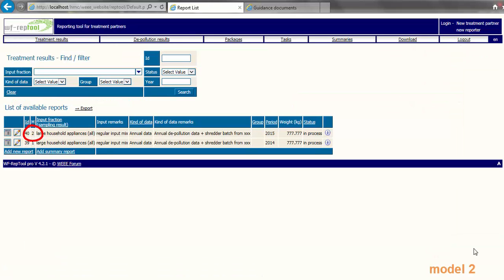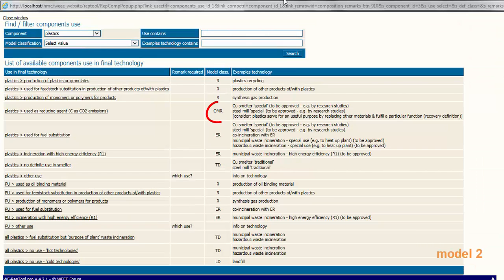In model number 2, we inserted the interim term of OMR, other material recovery, to have now the options, beside preparing for reuse, of R for recycling, OMR for other material recovery, still energy recovery and thermal disposal and landfill or other disposal. See the examples of plastics like used before, where we still have plastics for the production of plastics or granulates, clearly classified as recycling.